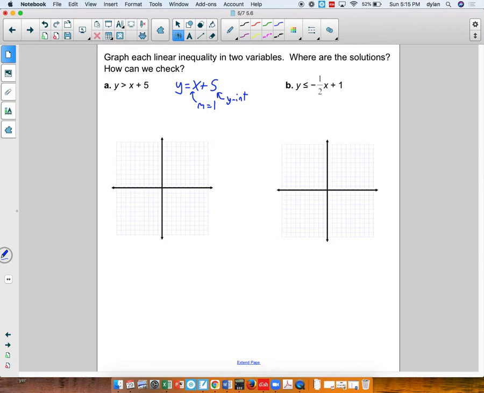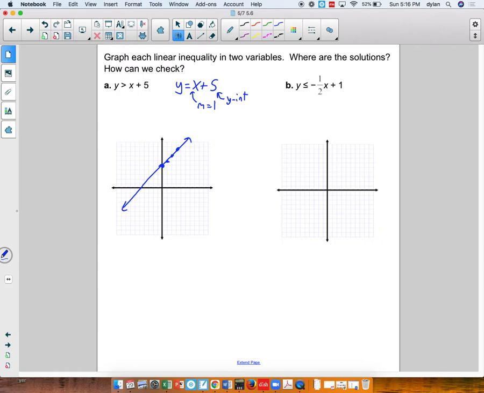So go up to my y-intercept of 5. It's a little hard for me to see, but I think that's close. And then we're going to go up 1 over 1, and we'll continue to do that as much as we need to so that we can draw in our line for y equals x plus 5.